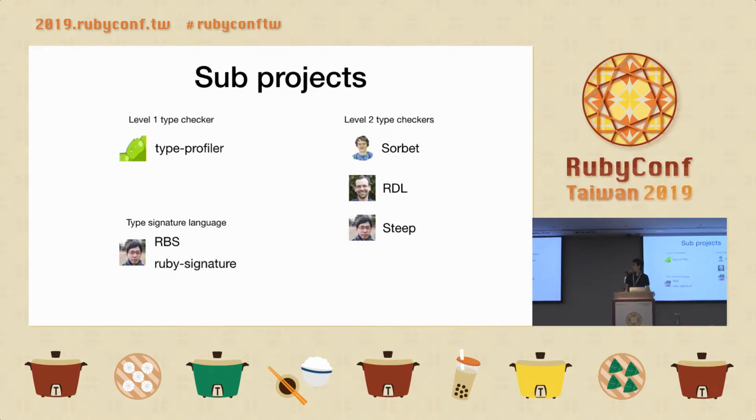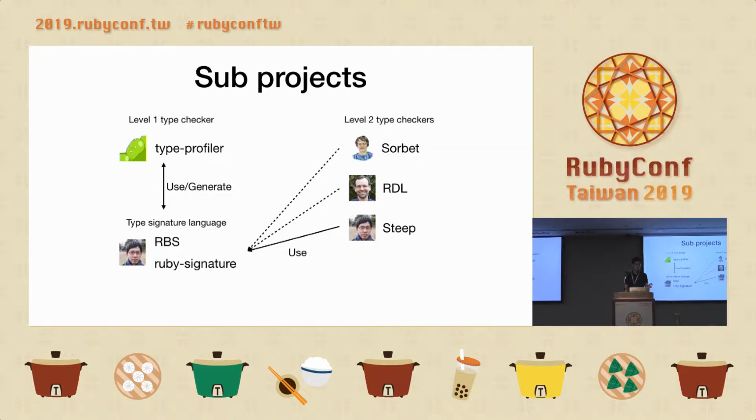We have several sub-projects. The first one is a level 1 type checker, called TypeProf. The second group is level 2 type checkers. This group includes Sorbet, RDL, and Steep. And the third group is the type signature language. We define a language to write the types of Ruby programs. It's called RBS, and I developed a Ruby library to manipulate the signature files. It's called Ruby Signature.